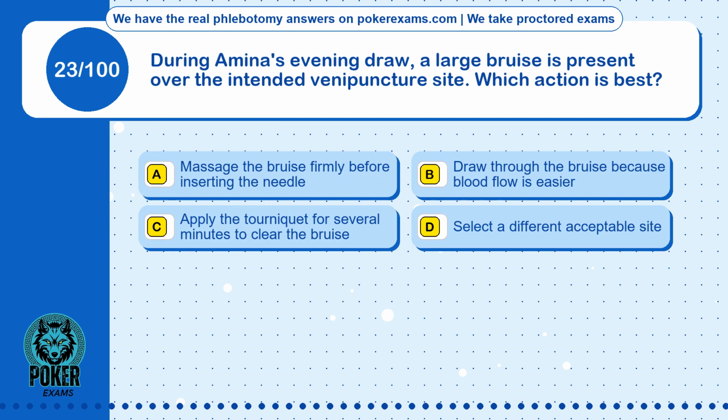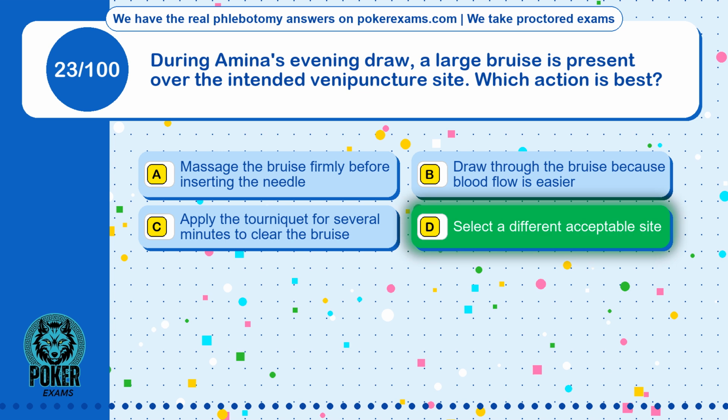Question 23. During Amina's evening draw, a large bruise is present over the intended venipuncture site. Which action is best? Option A. Massage the bruise firmly before inserting the needle. Option B. Draw through the bruise because blood flow is easier. Option C. Apply the tourniquet for several minutes to clear the bruise. Option D. Select a different acceptable site.